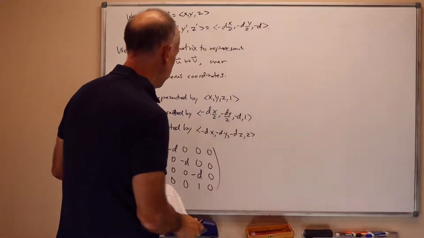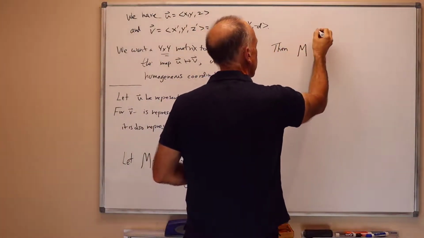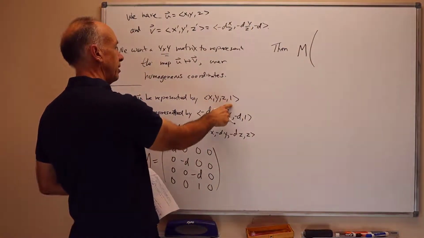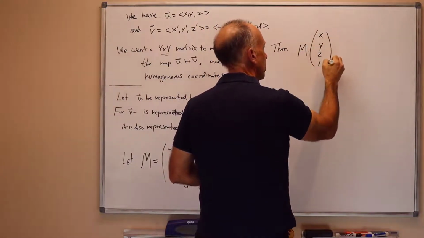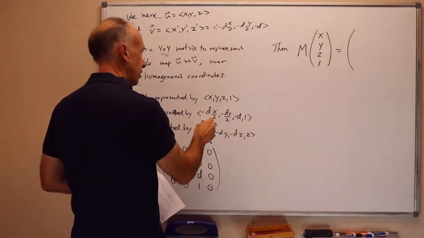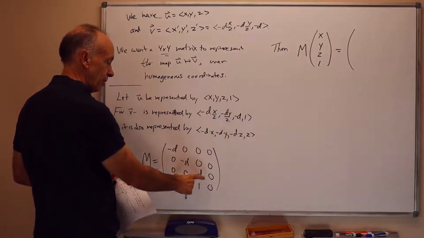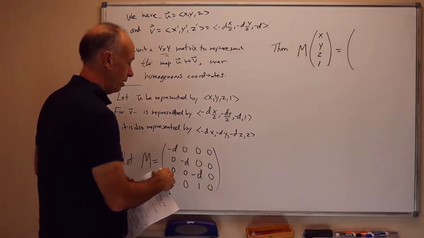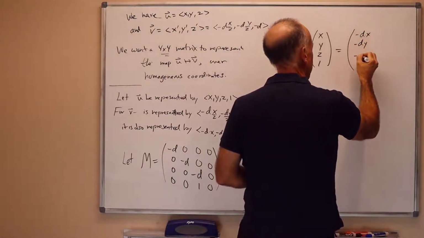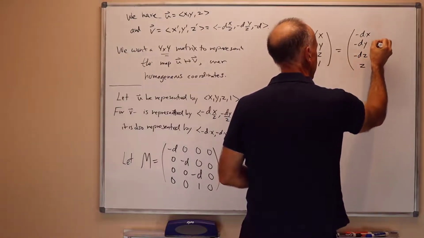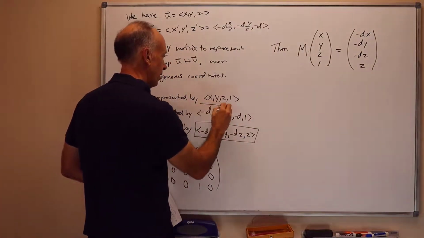So let's see why M works. If I take M and multiply it by the homogeneous representation for U, that's x, y, z, 1, that turns out to be, well, again, we're taking the column vector x, y, z, 1 times this row, inner product of this row, inner product of this row, inner product of this row, and inner product with this row. And what we get is minus dx, minus dy, minus dz, z. And that's exactly the representation of V.